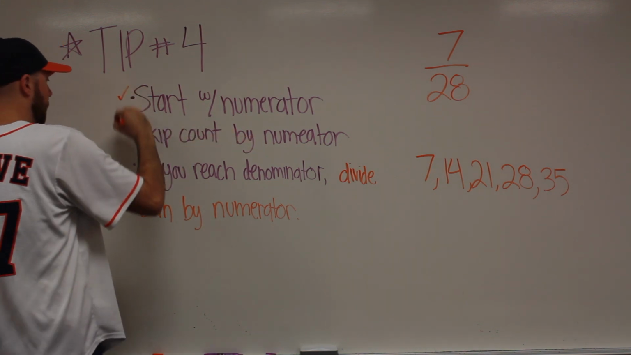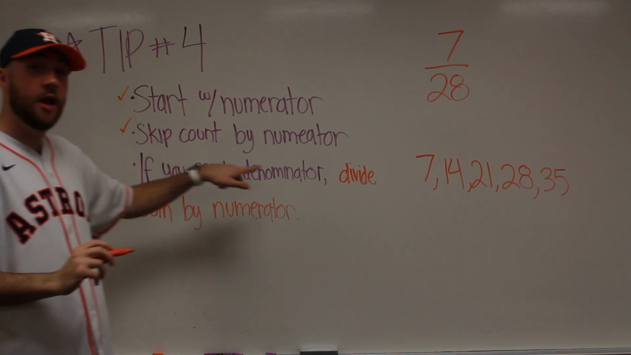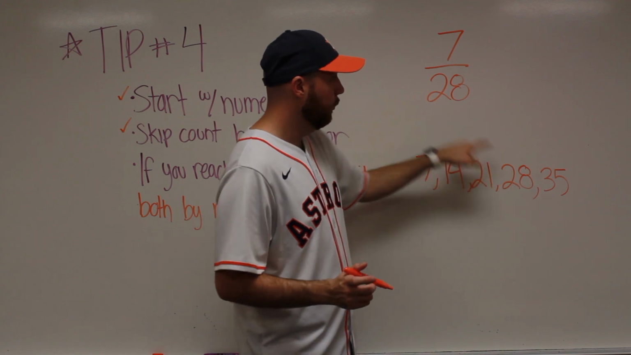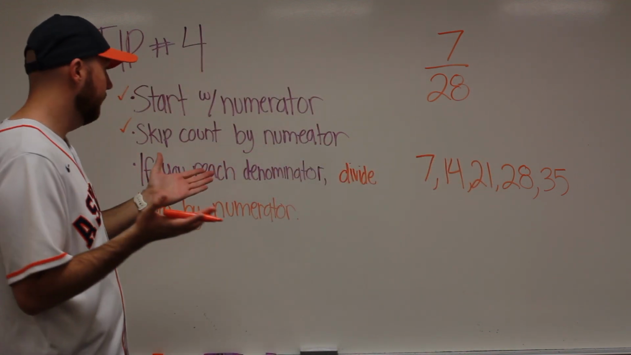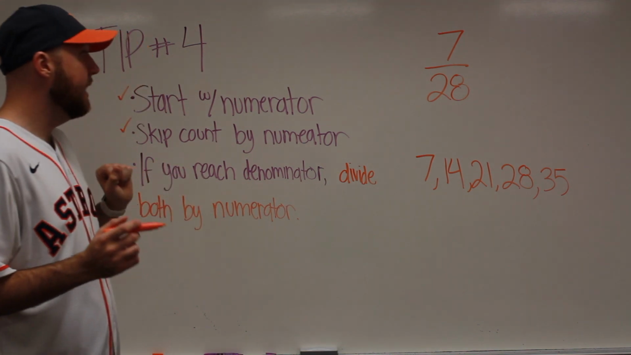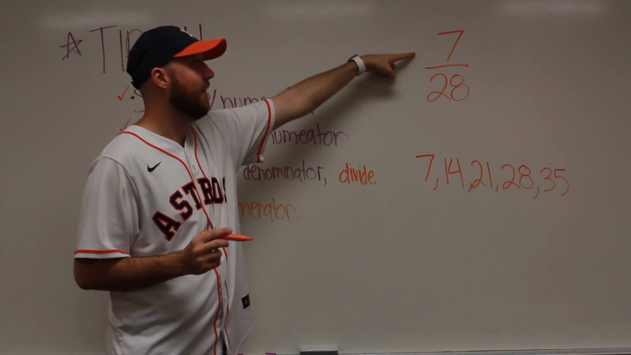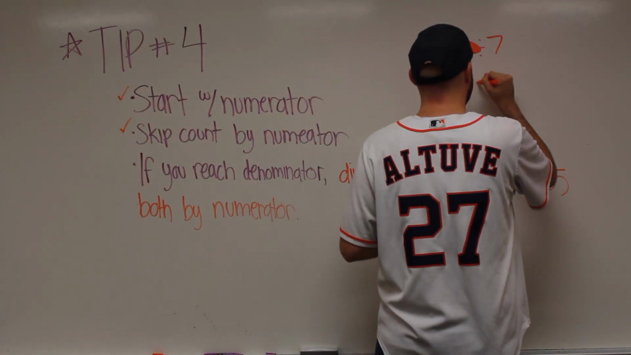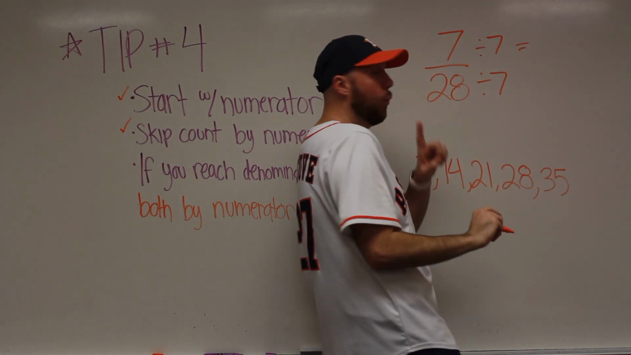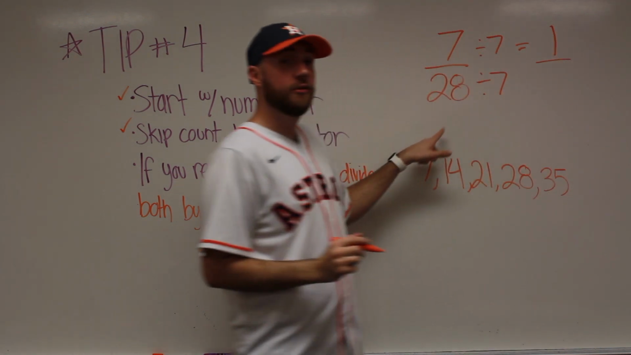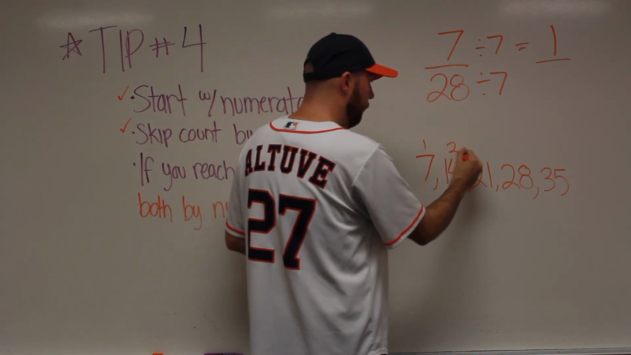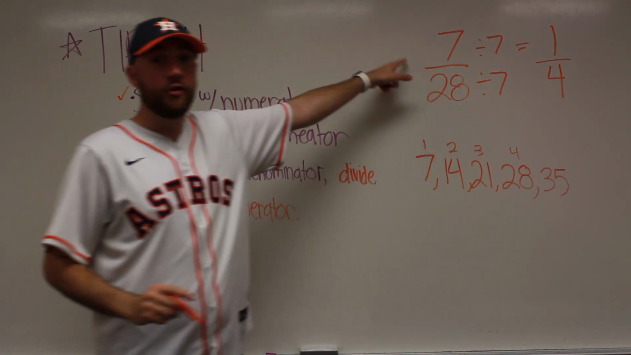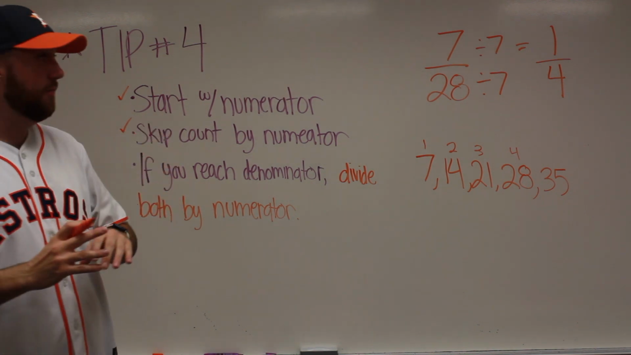So we're going to skip count by our numerator. Last step, if you reach your denominator while skip counting, do we reach our denominator? We do. Okay, so let's see what the next step is. It says divide both of them by your numerator. So when you skip count, that means 7 can go into 28. It is possible. So we're going to divide by our numerator. 7 goes into 7 one time. 7 goes into 28 how many times? 1, 2, 3, 4 times. So the simplified version of 7/28 when we divide by 7 is 1/4.